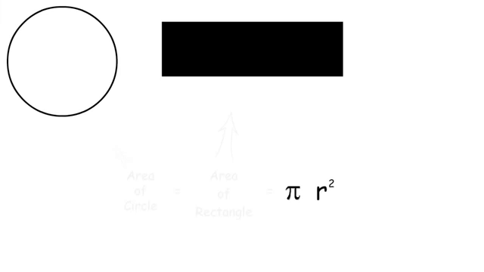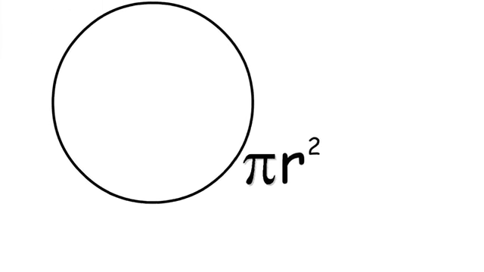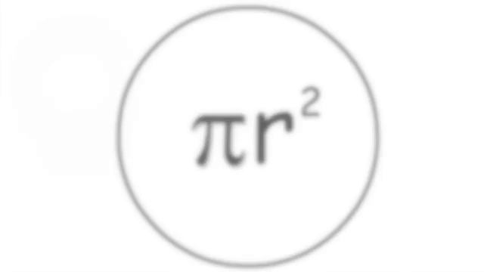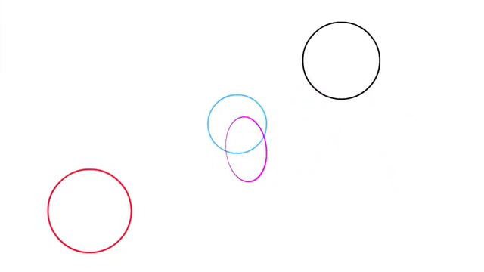Combine the r's together and we have pi r squared, which is equal to the area of the rectangle, which is equal to the area of the circle. So pi r squared can be used to calculate the area of any size circle that exists.